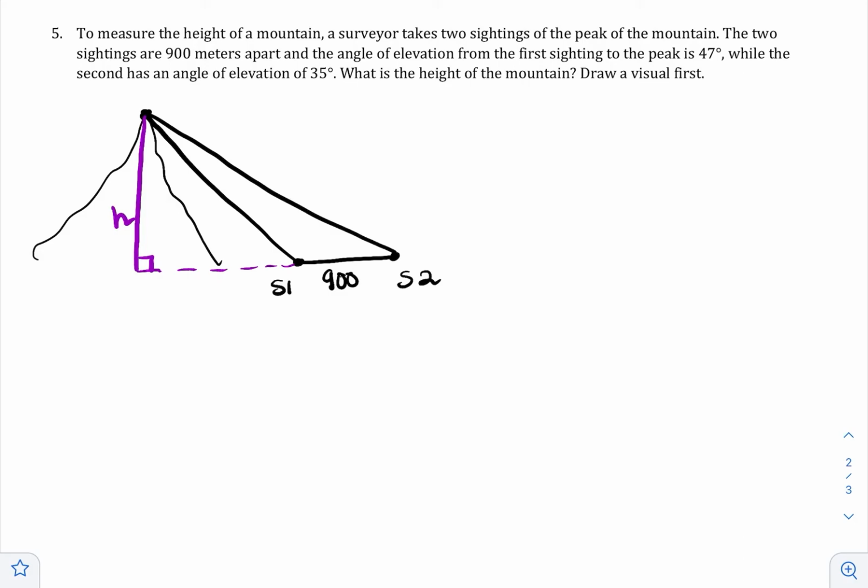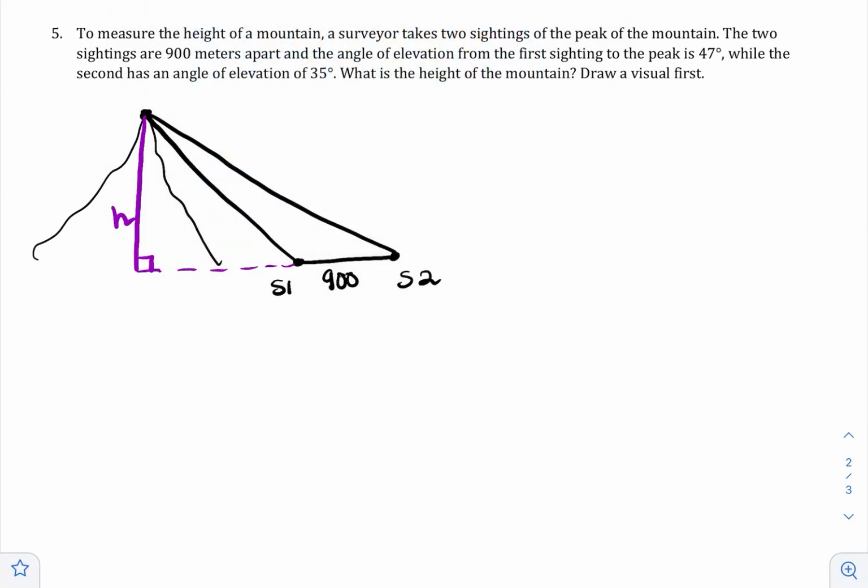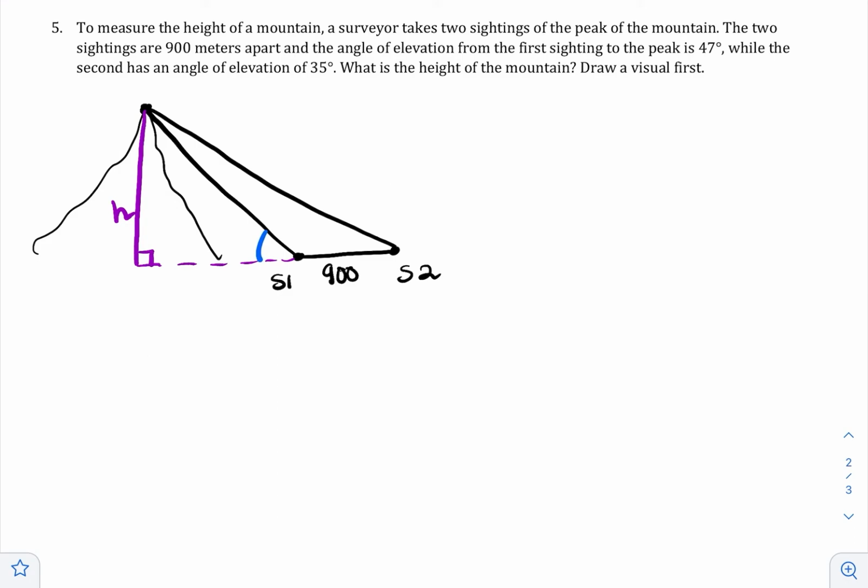Now, how do I know where I'm going to place my angle of elevation? It doesn't tell me which one is which. It just tells me that one is 47 and one is 35. The way you're going to do that is because the closer you walk towards something, the higher you need to raise your head. And the angle of elevation is the movement that your head does from neutral, which is straight ahead, to whatever you're looking up to. So the closer you are, the higher you need to raise your head. So the closer sighting has the larger angle, so the 47 degrees. And this one has 35.